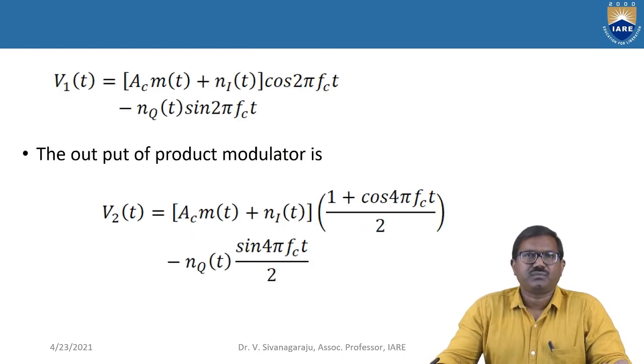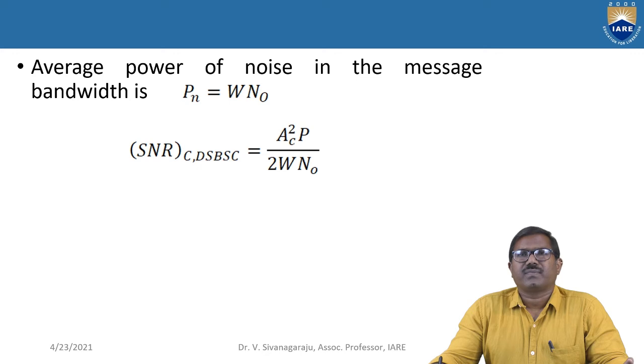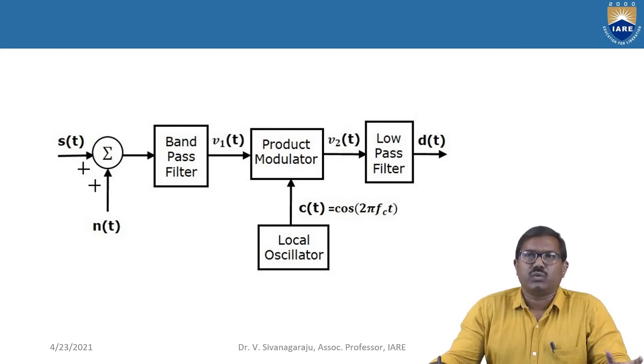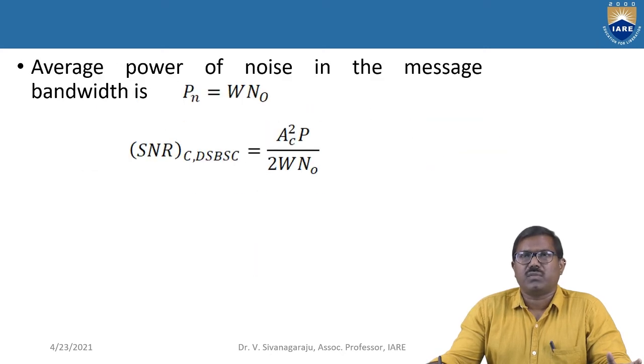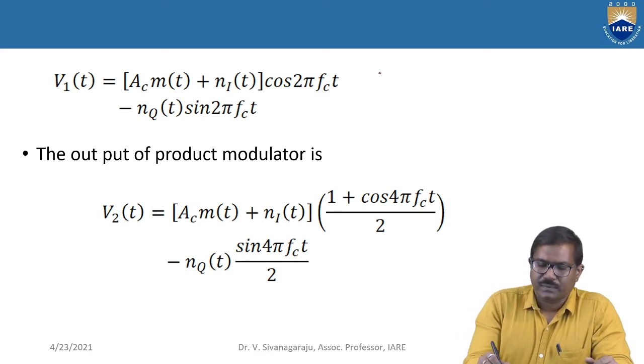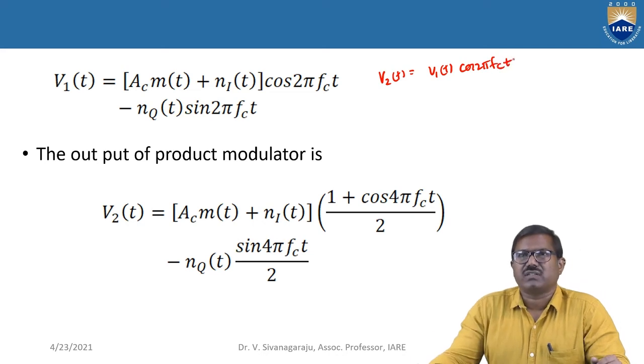So that's the scheme. Now the output of the product modulator: we are going to give some carrier signal to this V1 of t, so there is cos 2 pi f_c t. Once again, let's see this block diagram. Here V1 of t is one input to the product modulator, and c(t) is this carrier cos 2 pi f_c t. So this V1 of t is going to multiply with this cos 2 pi f_c t. So again, here the V2 of t, which is equal to V1 of t into cos 2 pi f_c t.